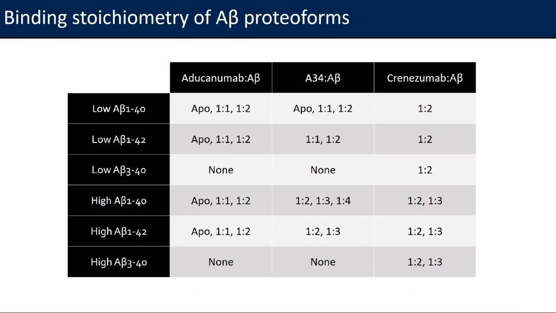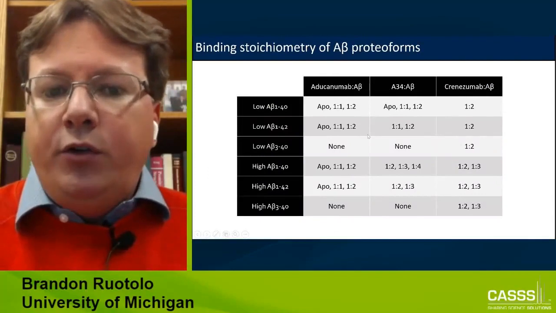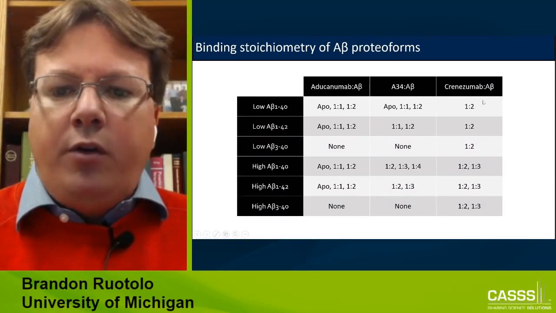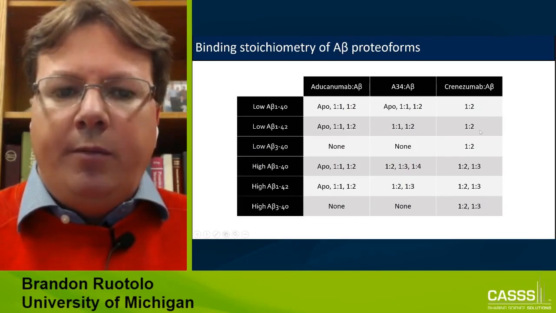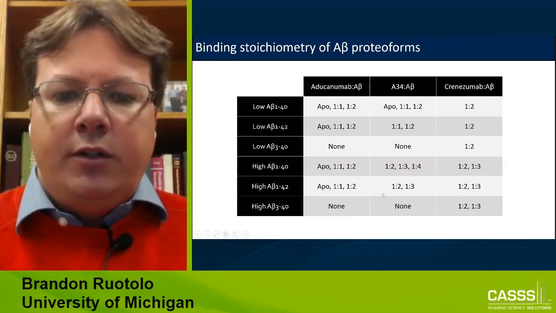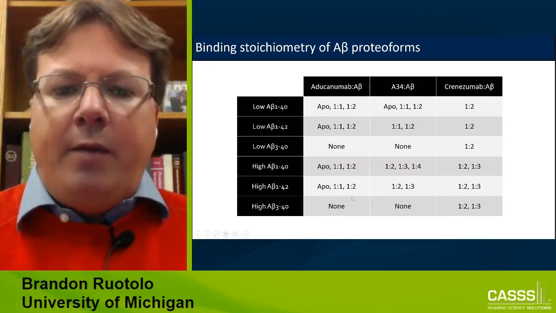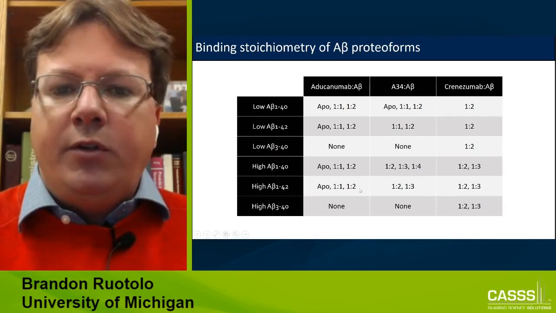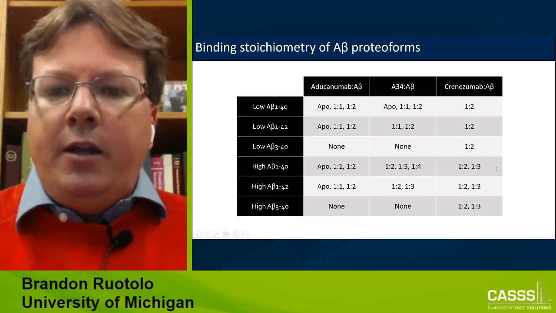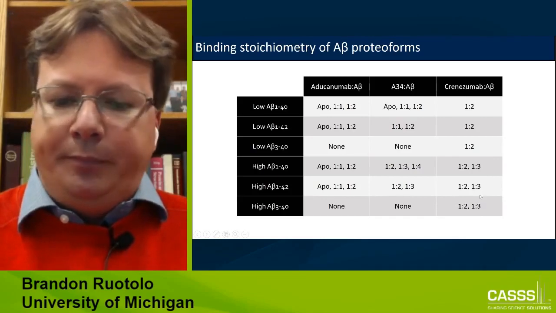So if I summarize all these results, for aducanumab we can see evidence of up to 1 to 2 stoichiometries, and we can see the same thing for A34. Crenezumab seems to bind 1 to 2 stoichiometries exclusively. At low concentrations, we pump these up to high concentrations. There's really no evidence that aducanumab binds anything beyond this 1 to 2 stoichiometry, but A34 does show evidence of binding up to what could be tetramer A beta. And crenezumab also shows examples of higher order binding up to 1 to 3 stoichiometries.